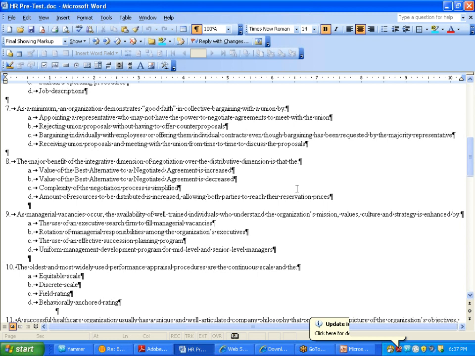And for integrated dimension, I came up with a definition of a collaborative win-win sort of situation, and the distributive dimension as a win-lose. They're not going to get exactly what they're bargaining for. They may get something, but not exactly what they wanted when they came into the negotiations. So I selected C, because if it's going to be integrated dimension over the distributed dimension, the complexity of the negotiation process is going to be simplified. There's not going to be as much back and forth. That's the only reason why I selected that.